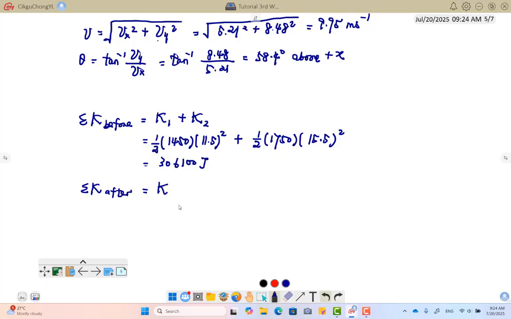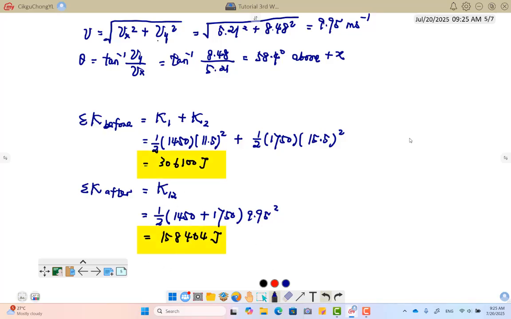Then I do the calculation for the total kinetic energy after the impact. The total kinetic energy after the collision will be the combination of car 1 and car 2. So I have half, the total mass 1450 plus 1750, and the velocity after the collision we already calculated just now is 9.95 squared. Then I get the kinetic energy after collision as 158,404 joules. If I do the comparison, we will find that the total kinetic energy before is not equal to the total kinetic energy after collision. So I can draw the conclusion that this is an inelastic collision.